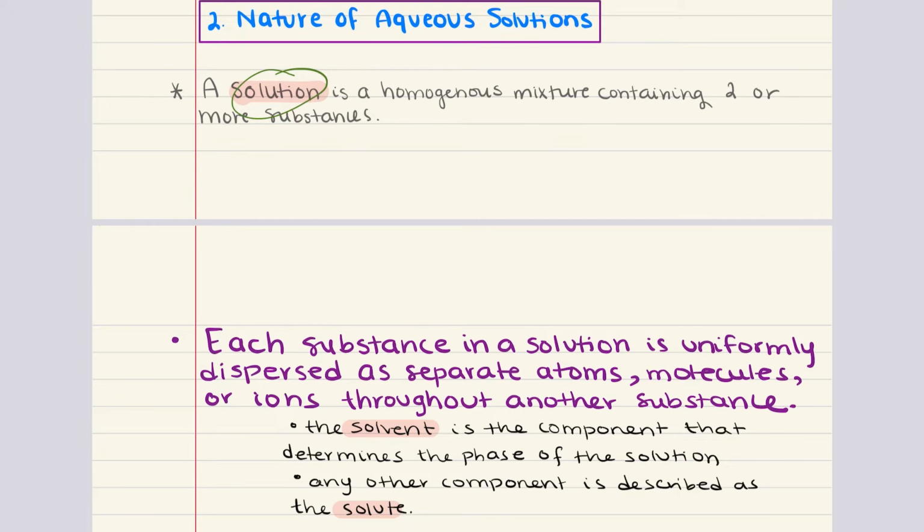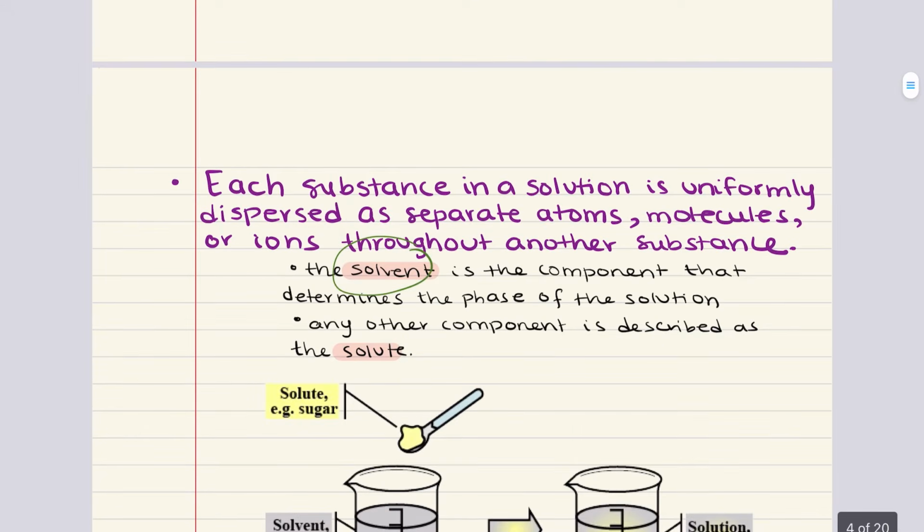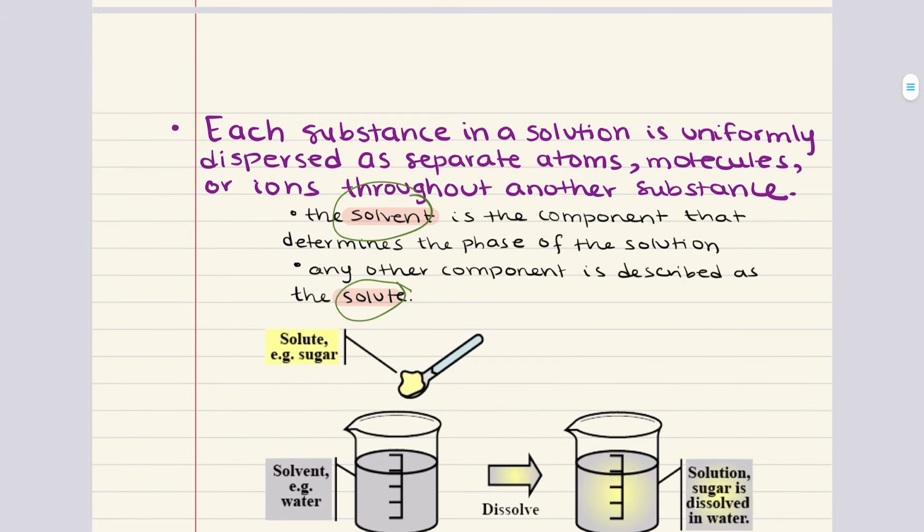Now, we usually find it useful to describe a solution in terms of one or more solutes dissolved in a solvent. The solvent is the component that determines the phase of the solution. Any other component is described as the solute.